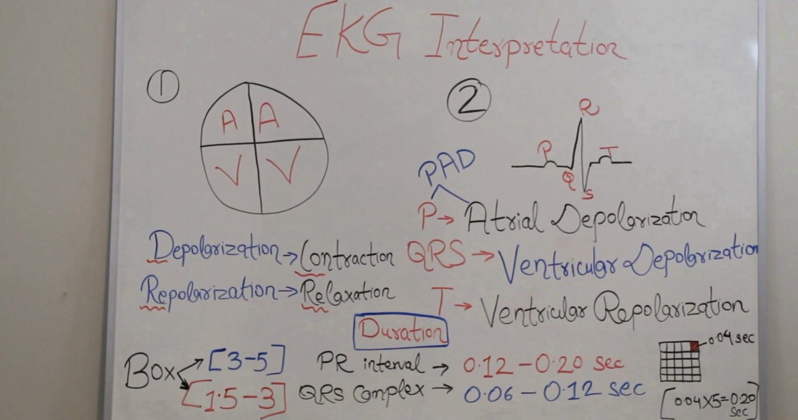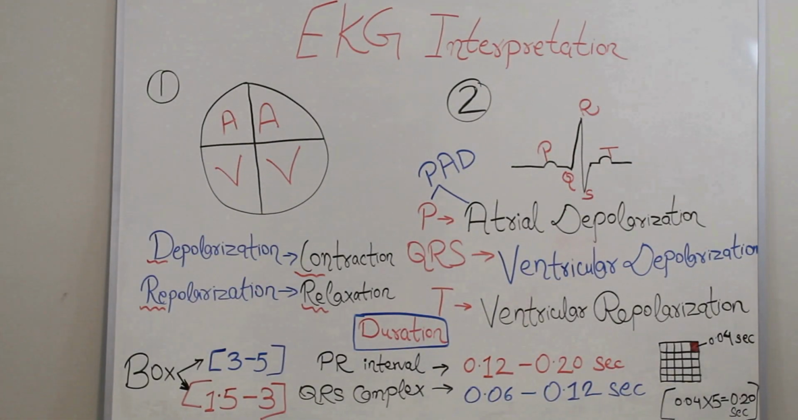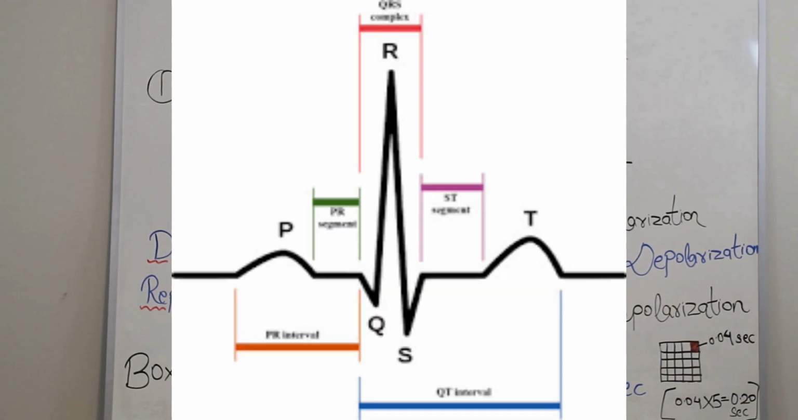Just in case you get confused between the P wave and the QRS complex, remember PAD, which means P for P wave, A for atrial, D for depolarization. So P wave means atrial contraction. Now the other important concept to remember for NCLEX is the duration of the PR interval and the duration of the QRS complex. The PR interval is measured from the beginning of the P wave to the beginning of the QRS complex.